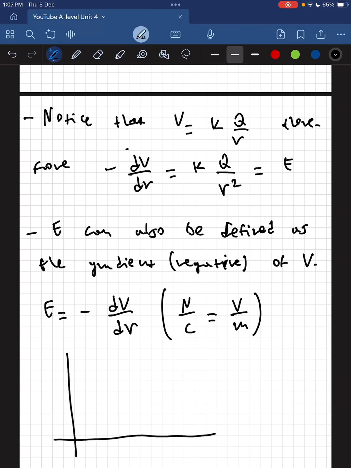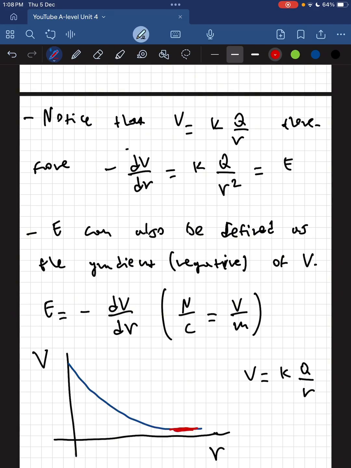So let's say V is a scalar quantity, okay? And let's say that we plot V with respect to R. So we will get a line that looks like this, okay? What does this tell us? That as R increases, the voltage decreases, which makes sense because if we were dealing with a point charge, voltage is equal to KQ over R. Okay, now the slope of this curve is the electric field.